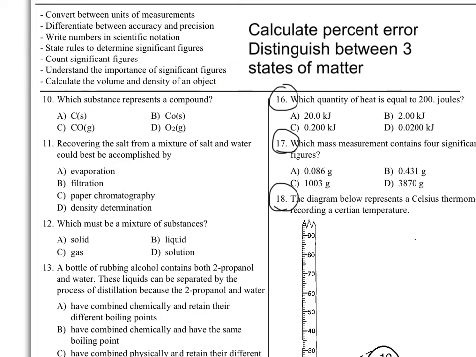In addition to these ideas, we are going to add calculating percent error and distinguishing between the three states of matter. So let's look at the first key idea, which is converting between metric units. Let's see how that is done.